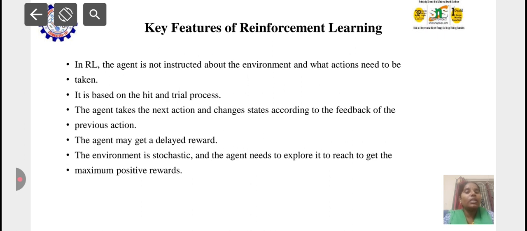The agent may get a delayed reward. The environment is stochastic, and the agent needs to explore it to reach the maximum positive rewards.